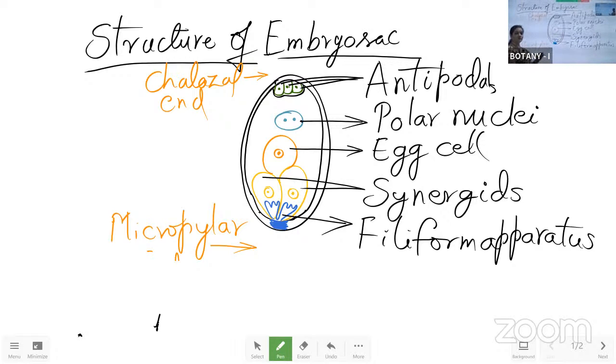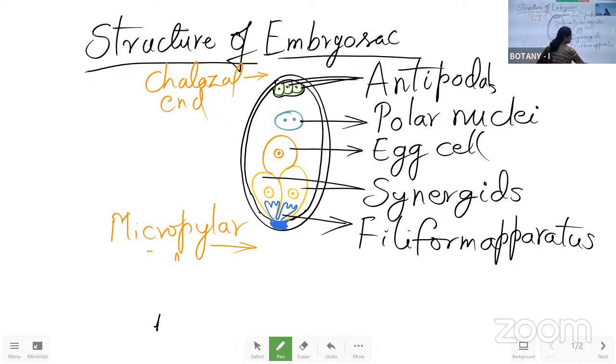At the time of fertilization, before the entry of a pollen tube into the embryo sac, the three antipodals will disintegrate and give the space and energy for the further development of the egg cell. This is the last sentence we have to write in the antipodals part.